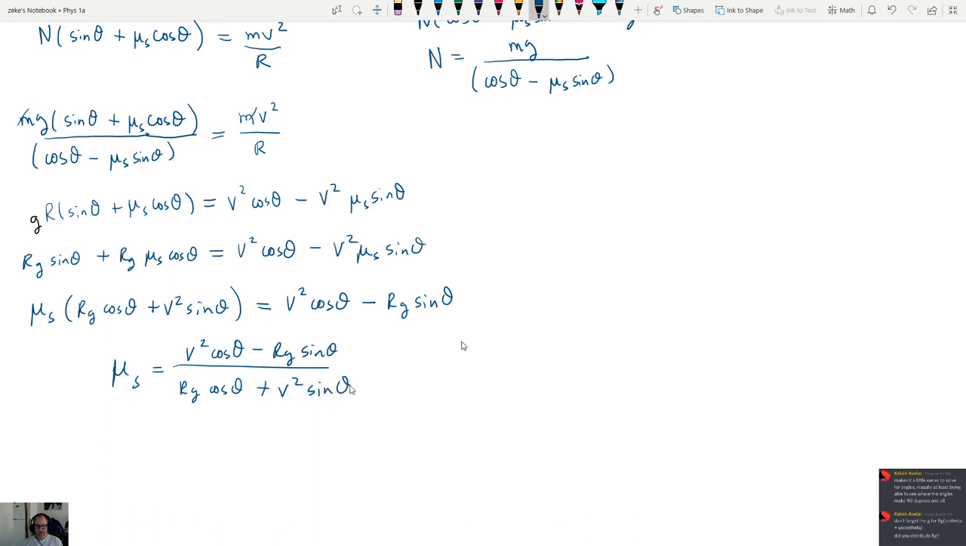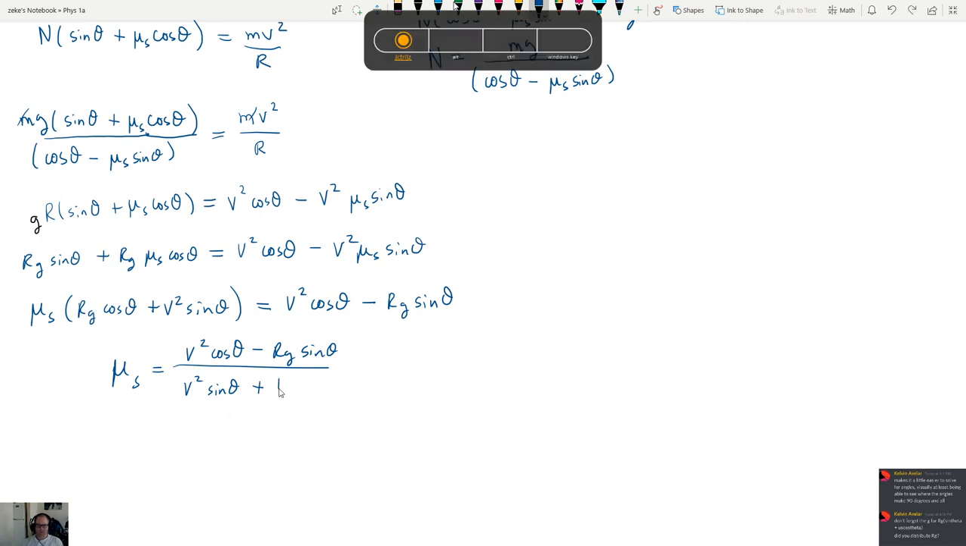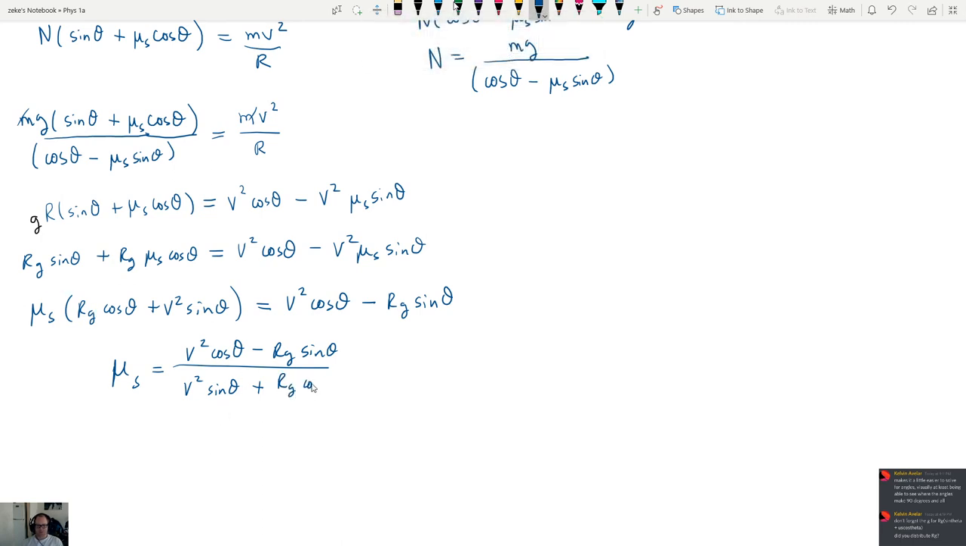And now we can check to make sure that our units make some kind of sense. Actually, let's write it in a way that's similar, which is, let's put the v squared sine theta first. This makes no difference, it just makes it look prettier. Plus, and then put the Rg cosine theta second. And there we go. That's our answer.